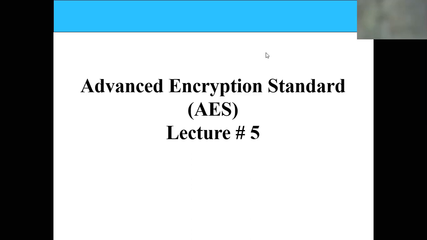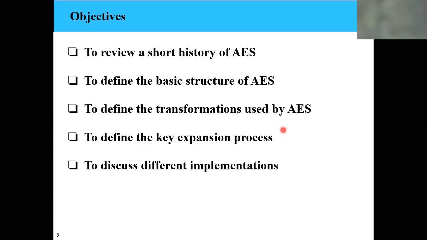So let us define some objectives of our class today. First, we have to review a short history of AES and define the basic structure of AES. Then there will be some transformations used by AES, then key expansion, and we will discuss the implementation of different parts of AES. So let us come up with some basic introduction. These are the overview of our class today.